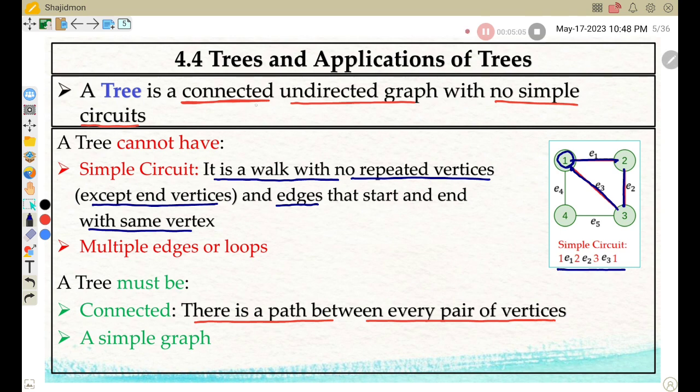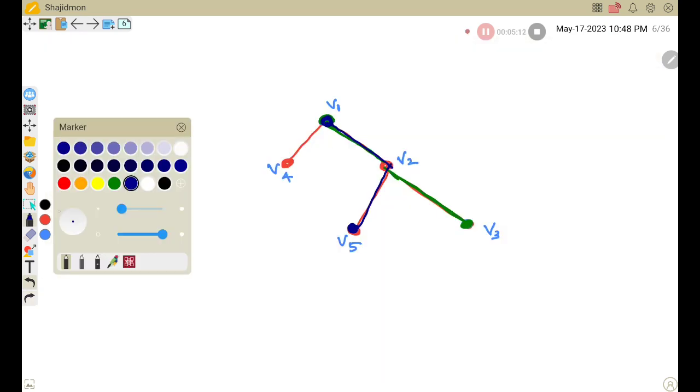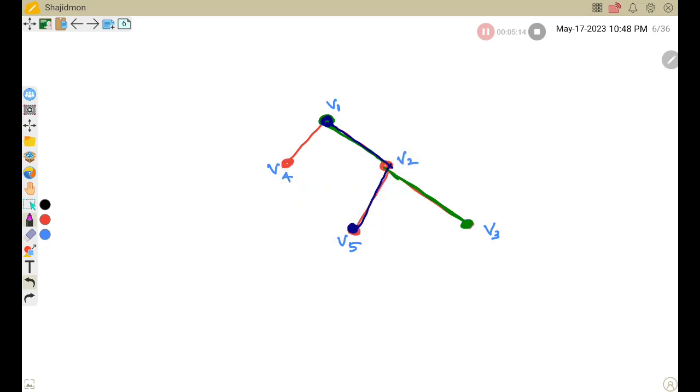So a tree means it is a connected undirected graph with no simple circuit. You can see this graph. Here there is no simple circuit in that graph, correct? There is no simple circuit in this graph.